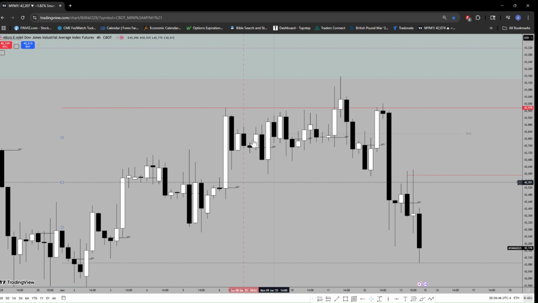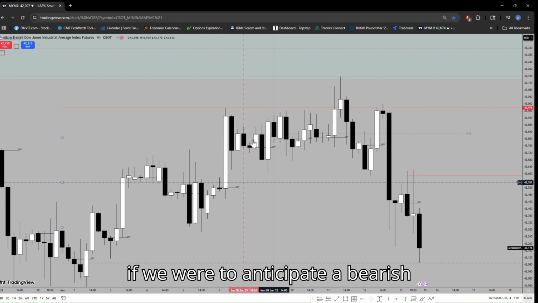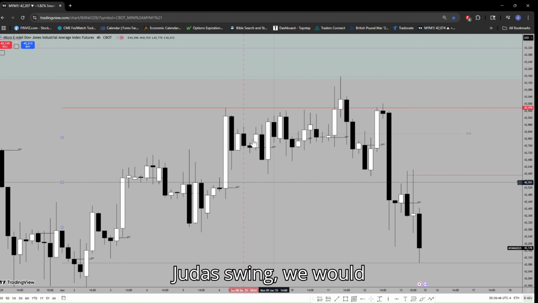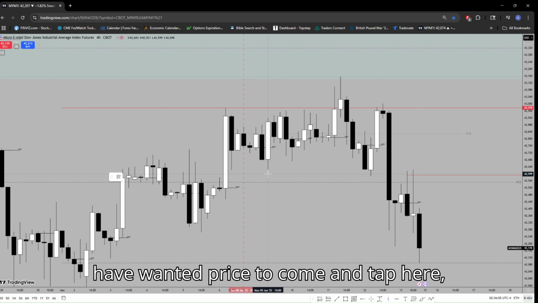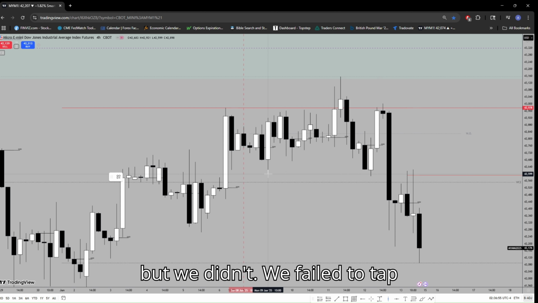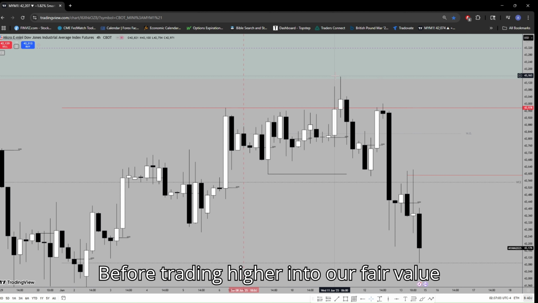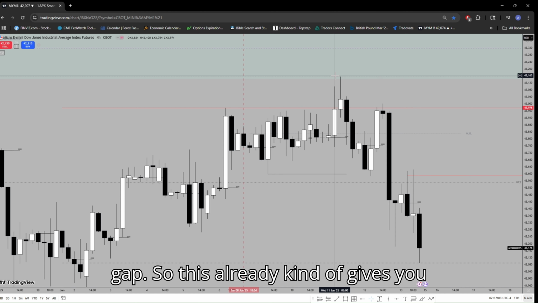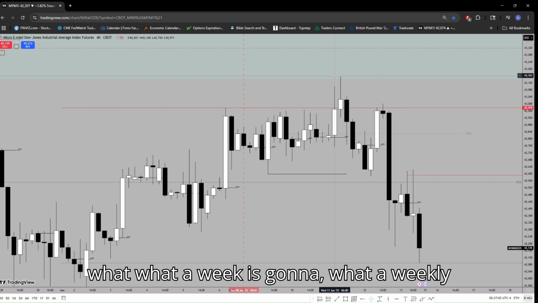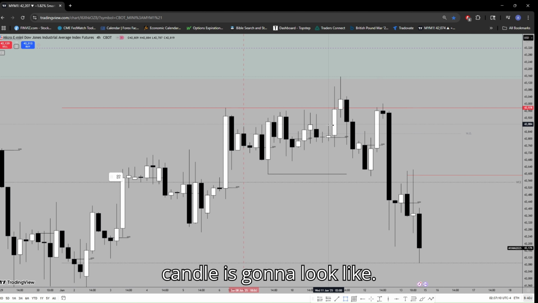So, if we were to anticipate a bearish Judas swing, we would have wanted price to come and tap here, but we didn't. We failed to tap here before trading higher into our fair value gap. So this already kind of gives you what the weekly candle is going to look like.